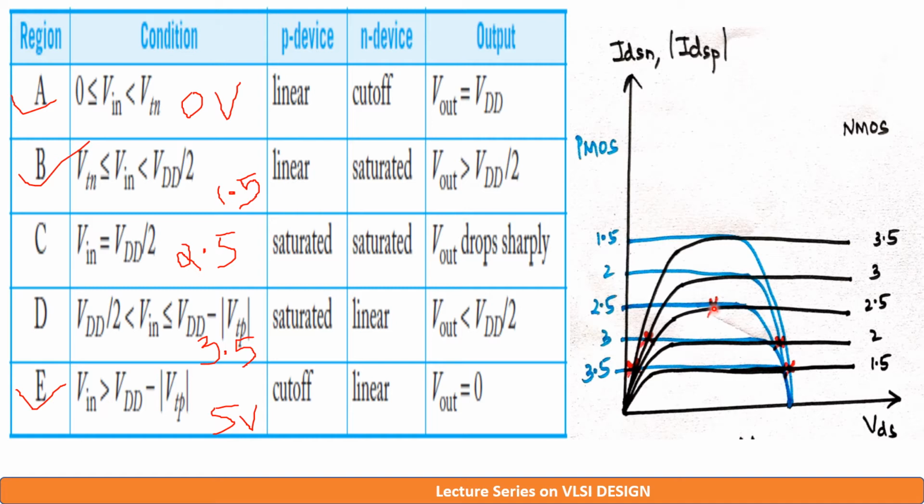Hence region C, both NMOS and PMOS operate in saturation region, and Vout is exactly equal to 2.5 in region C, and input is 2.5.